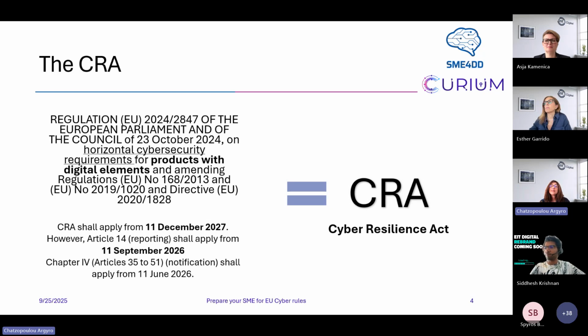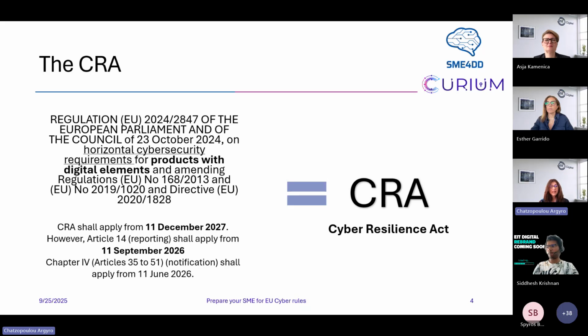The CRA is an acronym for the Regulation 2847 of 2022, that is on the horizontal cybersecurity requirements for products with digital elements. It shall apply on the 11th of December of 2027. It looks like it's a long way away, but if you stick to the end of the presentation, you see that it is not, first of all, far away. Secondly, it's not the only milestone that we have to achieve, and there is a stepped process until we get there and we are ready to comply with this regulation.